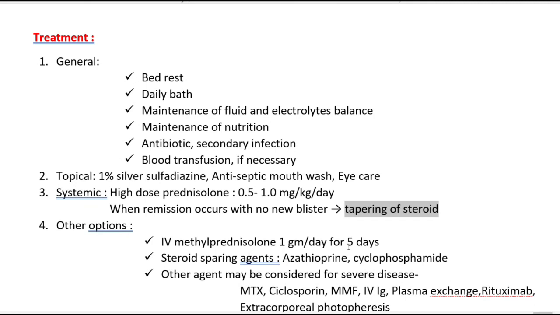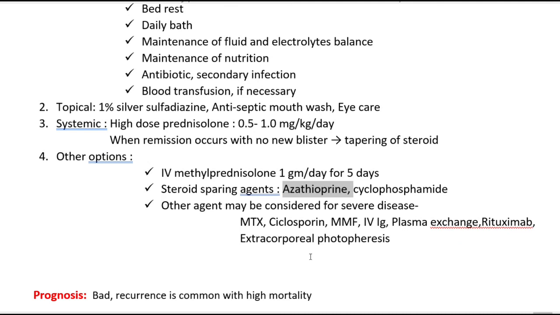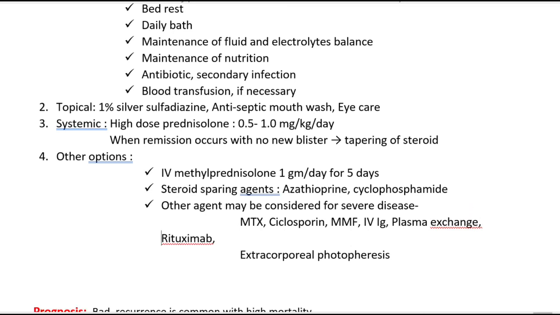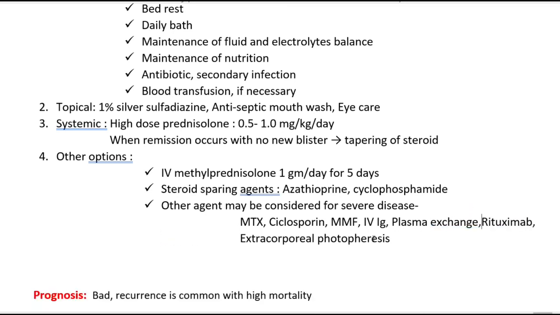Another option, sometimes in severe cases, is intravenous methylprednisolone 1 gram per day for 5 days. This is called pulse therapy. And azathioprine and cyclophosphamide, most commonly we use azathioprine, is a steroid sparing agent. Other agents that may be considered in severe disease are methotrexate, cyclosporine, mycophenolate mofetil, that is MMF, and sometimes intravenous immunoglobulin, plasma exchange, and rituximab. And extracorporeal photopheresis may be used.